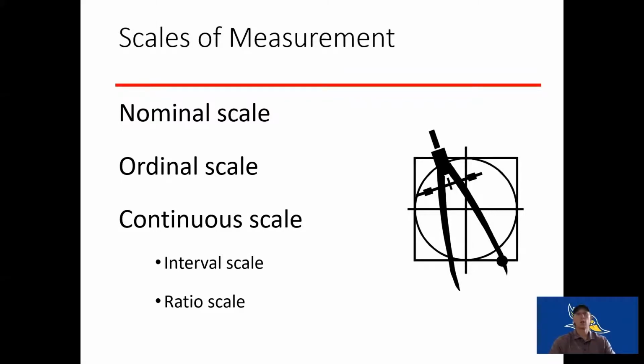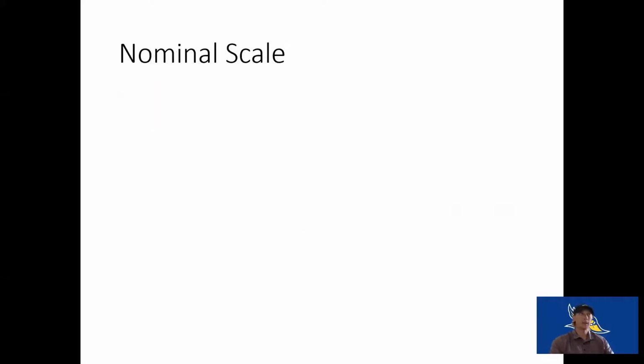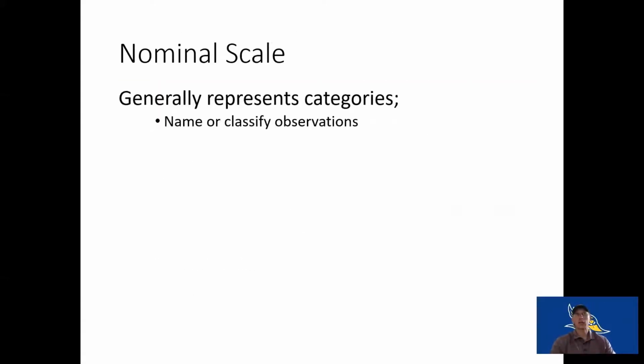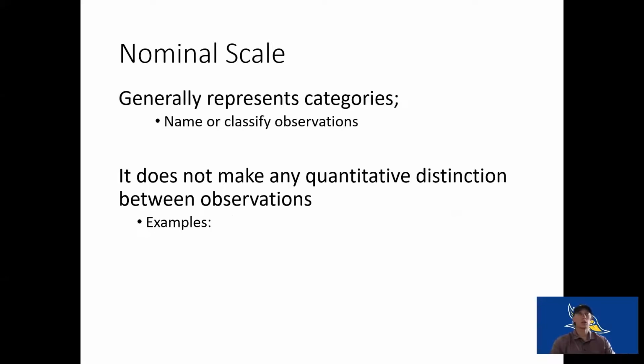Interval scale, we use all numbers. Each number will identify a specific attribute. Ratio scale, we have a specific zero or starting point, and then all of those numbers move from that point. So nominal scale, these are like categories, classifications, and we're not going to use quantitative comparisons.